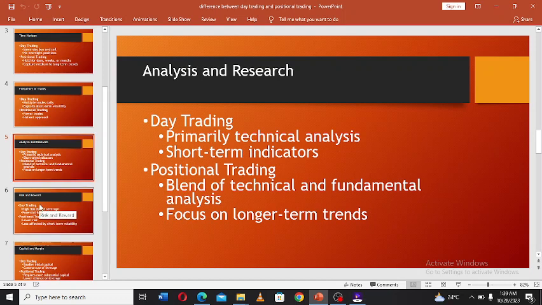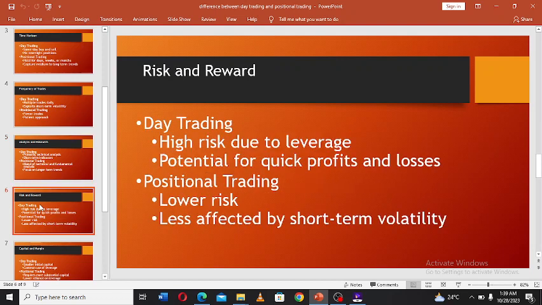So we move to risk management and reward. For day traders, they have higher risk of leverage and potential for quick profits and losses. While positional traders have lower risk and are less affected by short-term volatility.